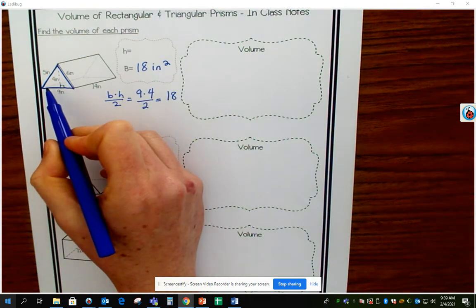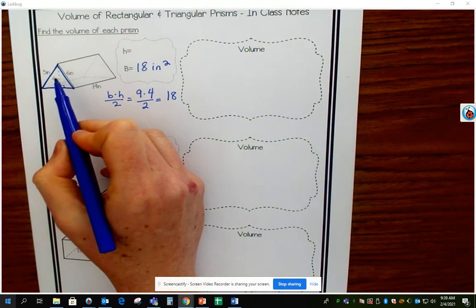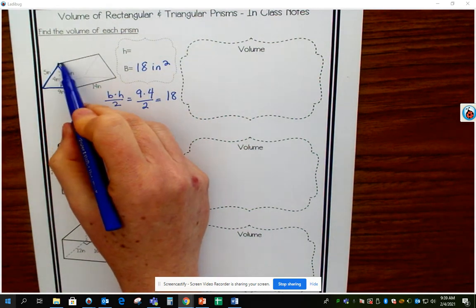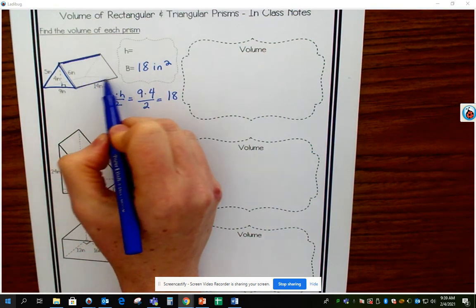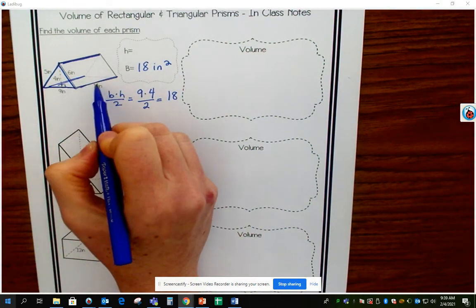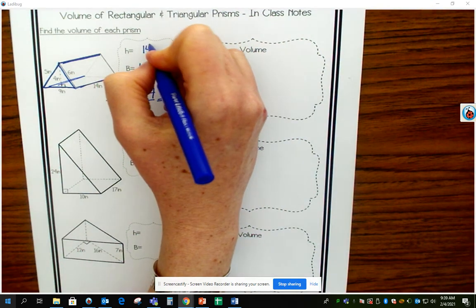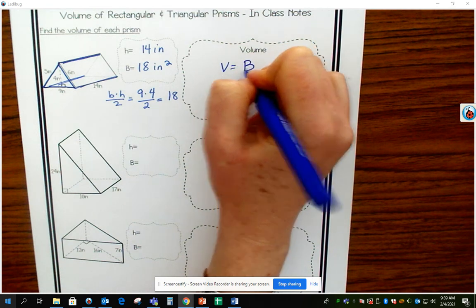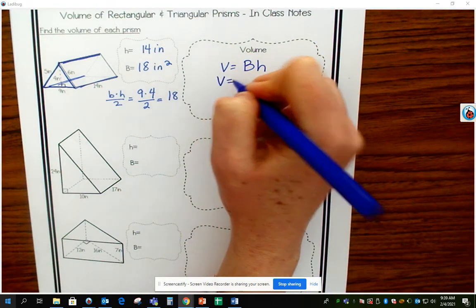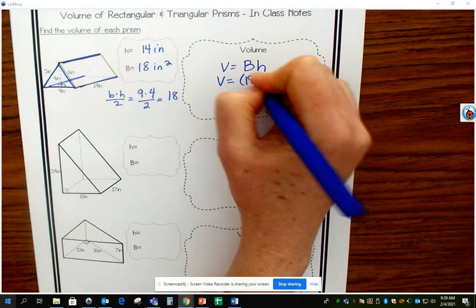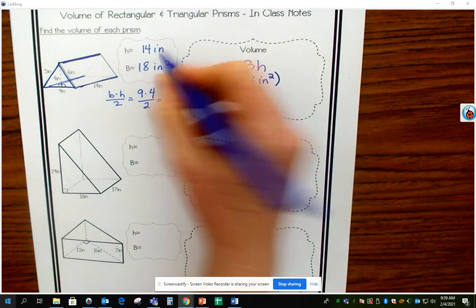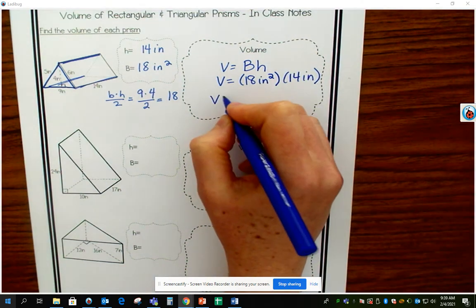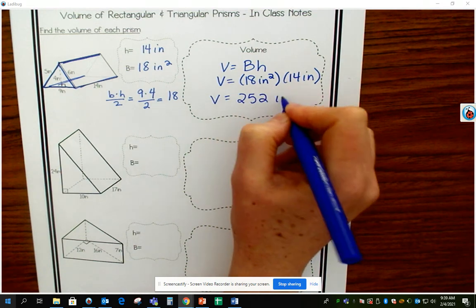And then the height of the prism has to be perpendicular to the base. So if you thought about this sitting up, the triangle's on the bottom, this here is the height. Okay, any of those lengths here. So 14 inches here. So when I plug it into my volume formula, area of the base times height, the area of the base is 18 inches squared. The height is 14 inches. When I multiply those together, I get 252 inches cubed.